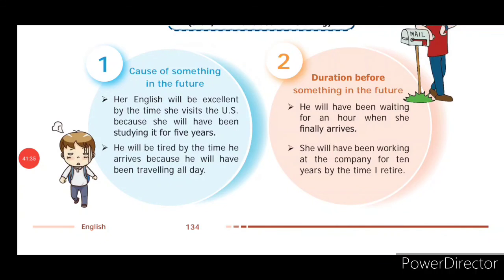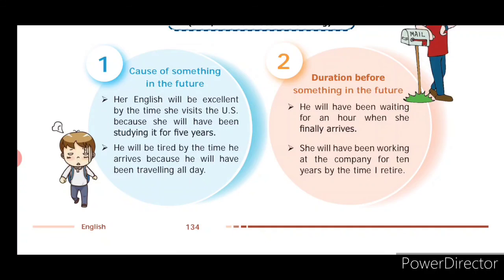So next example is, he'll be tired by the time he arrives because he will have been traveling all day. It's a result, it's a cause of something in the future. See, he'll be tired by the time he arrives. Why? Because he has been traveling for the whole day. So it's a result in the future.